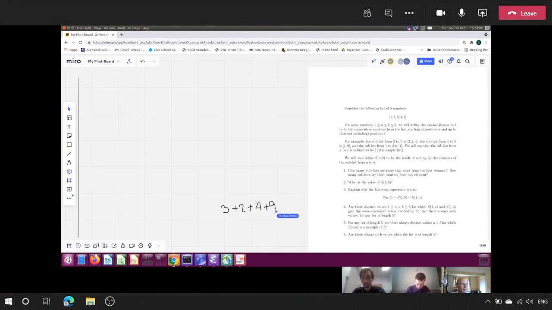So 3 plus 2 plus 4 plus 9 is 18. Excellent. Okay. So now what we want to do is do a bit of manipulation with that. So we've got an expression there in part 3. It says S of AB is S of 1B minus S of 1A. Can you explain to me why that expression is true?